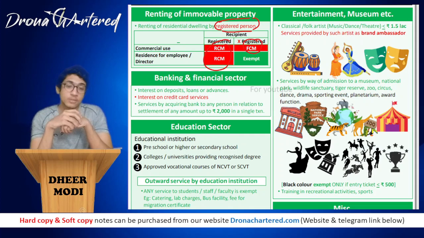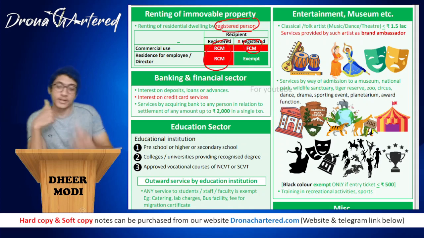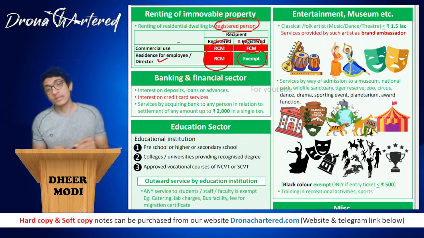Forward charge mechanism means the person who is supplying the service himself will be the person paying tax. Under reverse charge mechanism, it is the person who is receiving the service, that is the recipient. Since over here the recipient was registered, he will be paying tax under RCM. Okay, and if the recipient is not registered and it is used for residence of employee or director, this will become exempt. So I hope this table has made it clear.